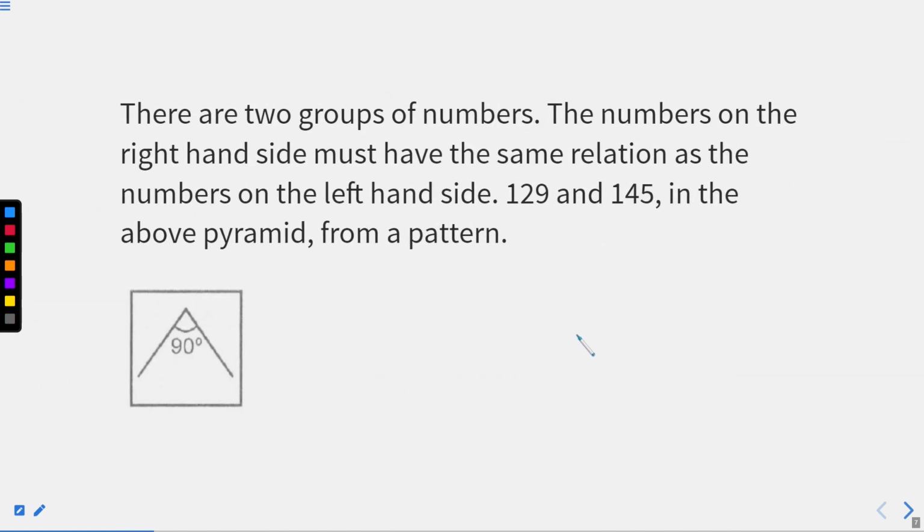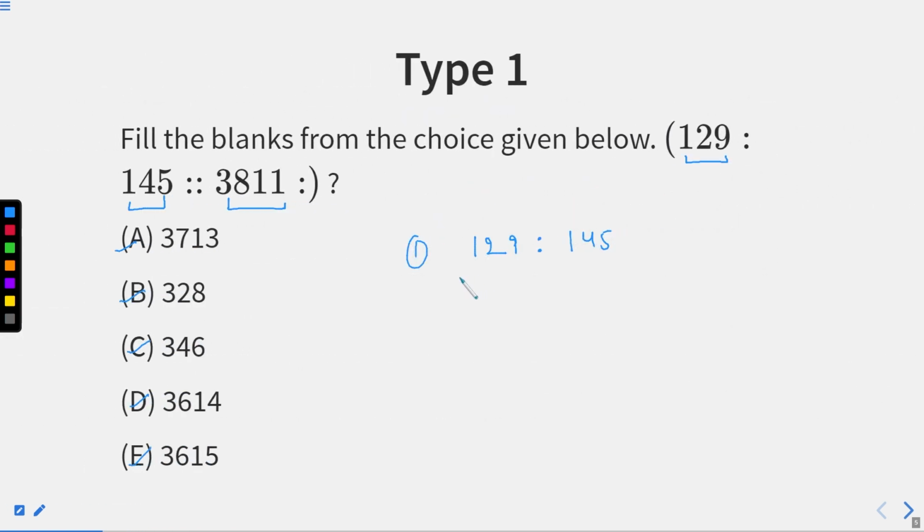First of all, there are two groups of numbers. The numbers on the right hand side must have the same relation as the numbers on the left hand side. So the relation which is followed by 129 and 145 in the pyramid must have been followed by the other numbers given. So here you can see that 3811 will be replicated as 3615. So our option number E will be our answer.